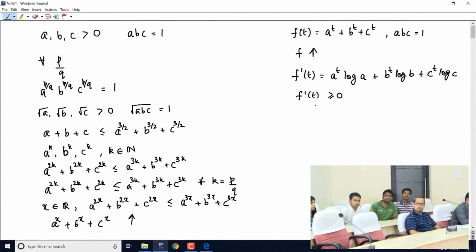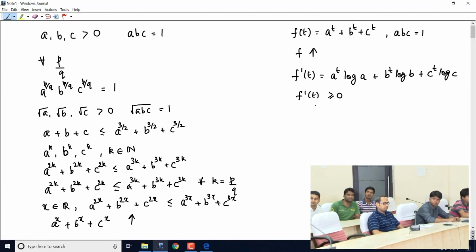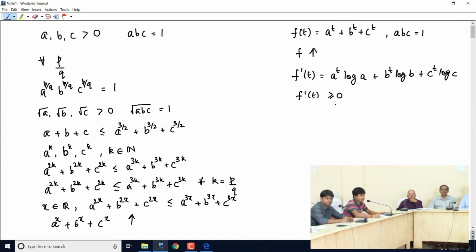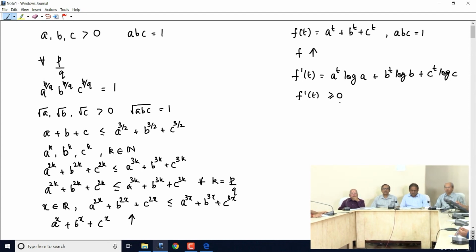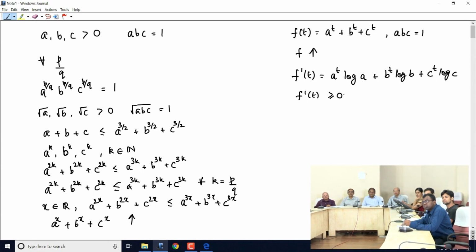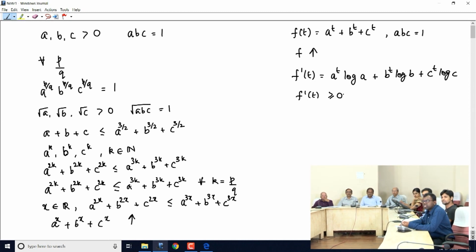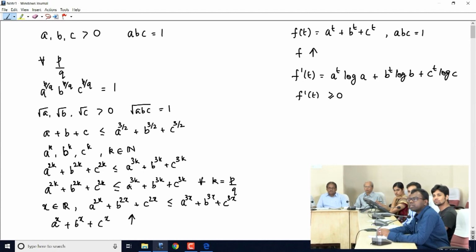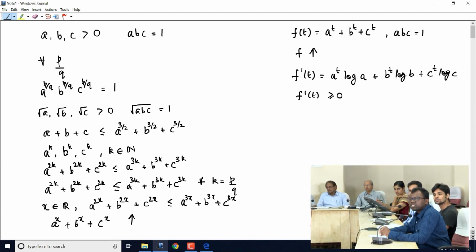Hassan, there is some problem. You can see that f dash t is equal to a raised to t into log a plus b raised to t into log b plus c raised to t into log c, correct? Yeah. So here a raised to t, b raised to t, c raised to t all are positive. We have no problem. But we do not know whether log a, log b, log c are non-negative. So we cannot say that a raised to t log a plus b raised to t into log b plus c raised to t into log c is greater than or equal to 0.